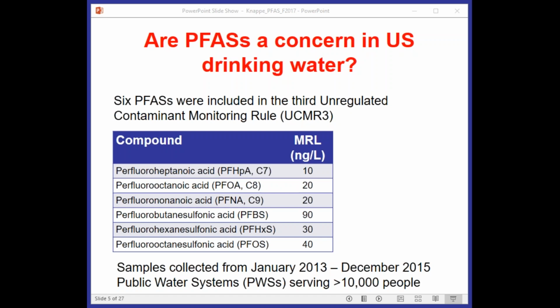The other aspect of the UCMR3 is that this data set is only collected by public water systems serving greater than 10,000 people. So there's very little data for small systems.